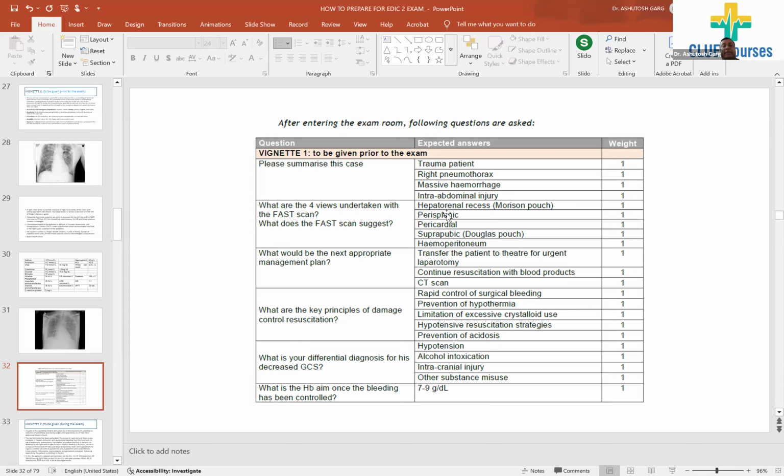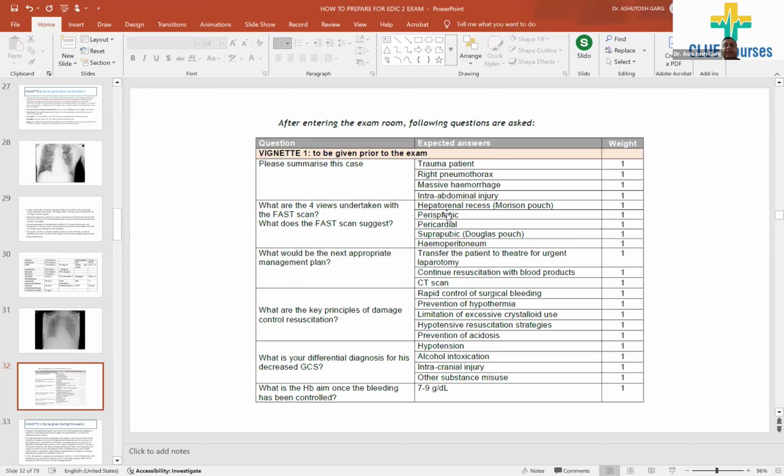Then what will be the next appropriate management plan? So transfer the patient to the OR, operation theater, for urgent laparotomy, continue resuscitation with blood products, CT scan. These are the next management. What are the key principles of damage control resuscitation? So rapid control of surgical bleeding, prevention of hypothermia, hypotensive resuscitation strategies, prevention of acidosis. These are the things you will tell them and then you will get the marks.